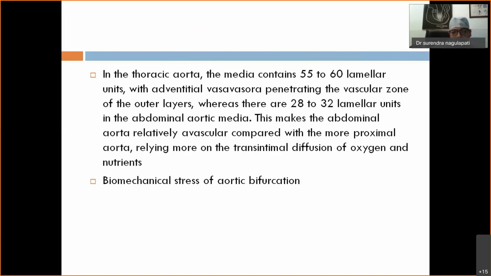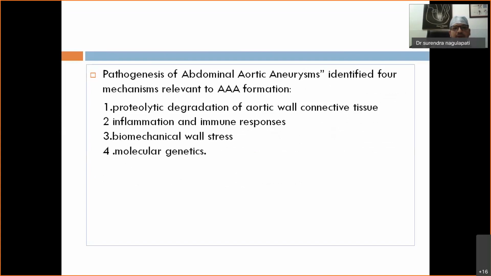which makes the abdominal aorta more prone to aneurysm development. And biomechanical stress of the aortic bifurcation also leads to increased risk of getting abdominal aortic aneurysm. In the pathogenesis, there are four mechanisms mainly related to AAA formation: proteolytic degradation of aortic wall connective tissue, inflammation and immune response, biomechanical wall stress, and molecular genetics.